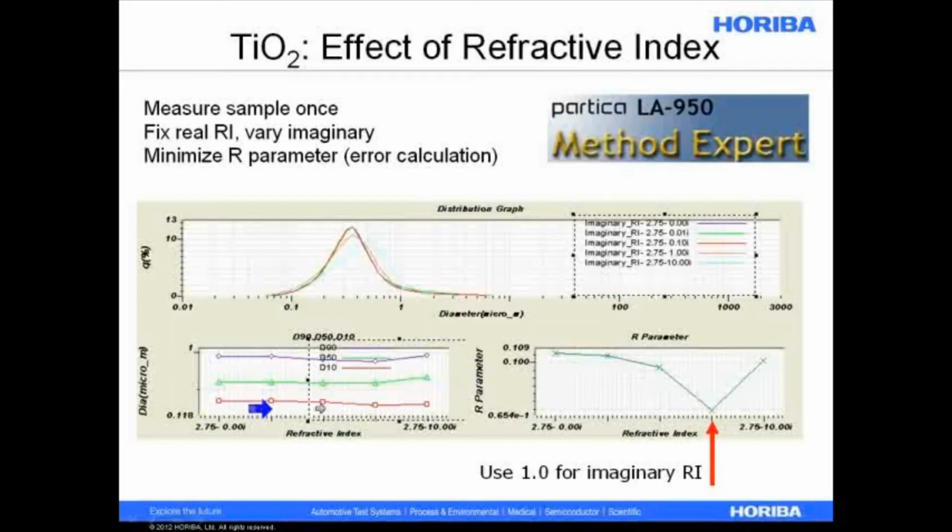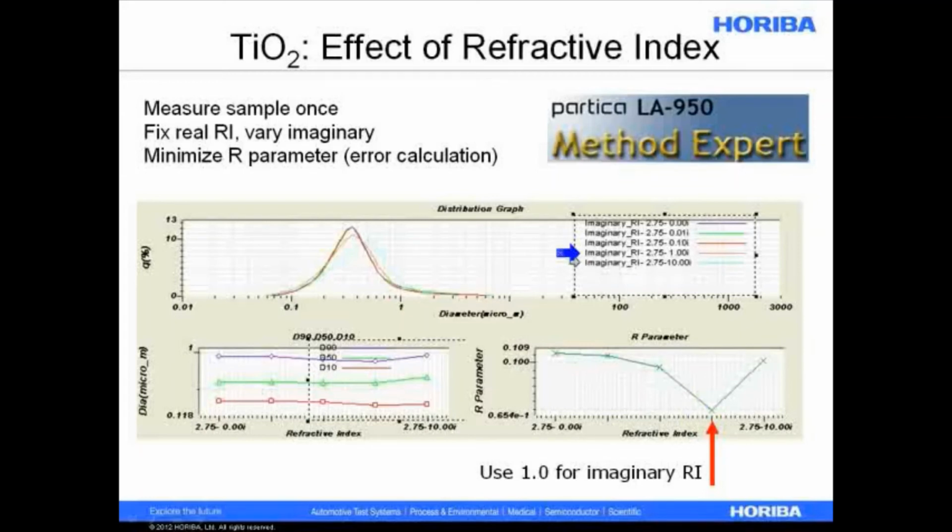So this is D10, D50, D90, sorry, as a function of refractive index. And this last graph is showing refractive index, the real is fixed, we're varying the imaginary from 0 up to 10. And this R parameter is an error calculation. And what you see is the error calculation minimizes when we choose an imaginary value of 1. Therefore, this is the imaginary value we will use for this pigment on the LA950.